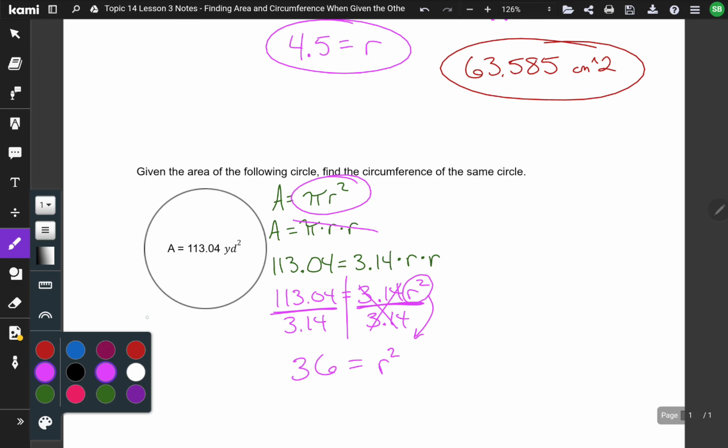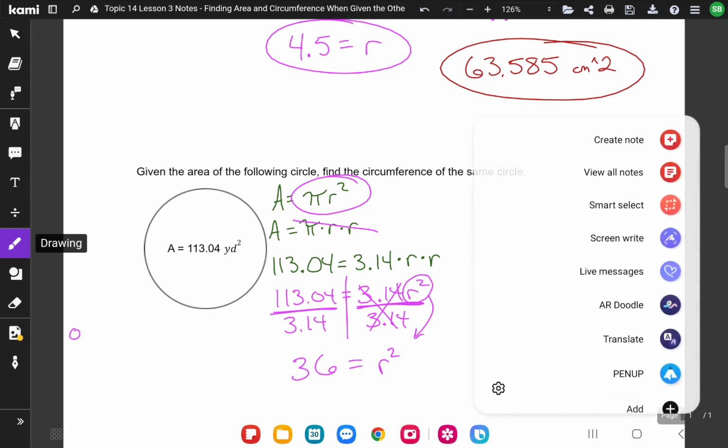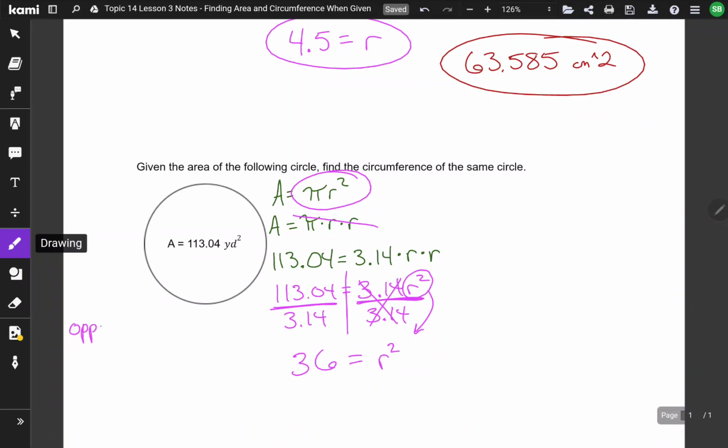Okay, we have r times r. What I do to get rid of this squared is I do the opposite. Well, the opposite of squared is a square root. Okay, opposite of a square is a square root. And if you've seen it on your calculators, it looks like this. So in this case, to get rid of that squared, we take a square root. That cancels out, leaving me with an r. Square root cancels a square.